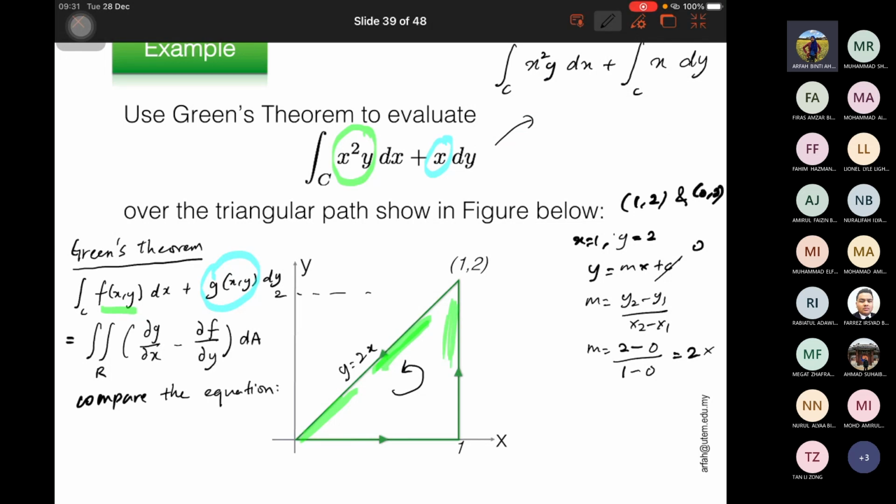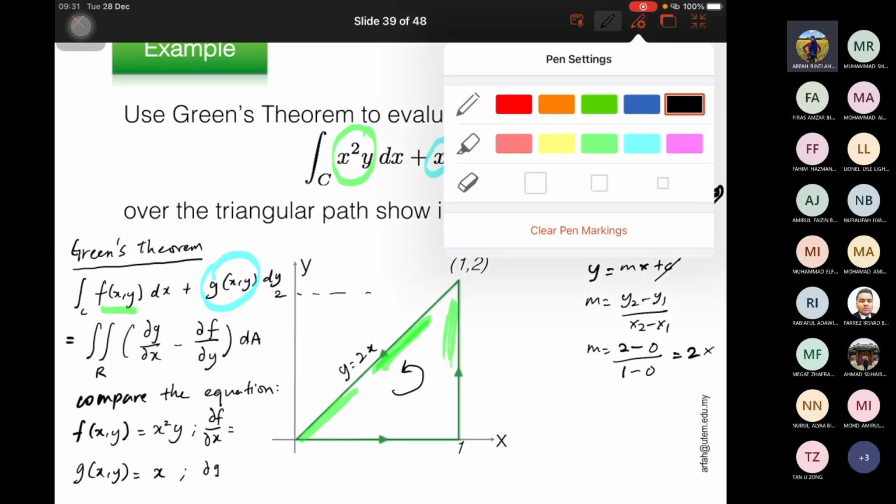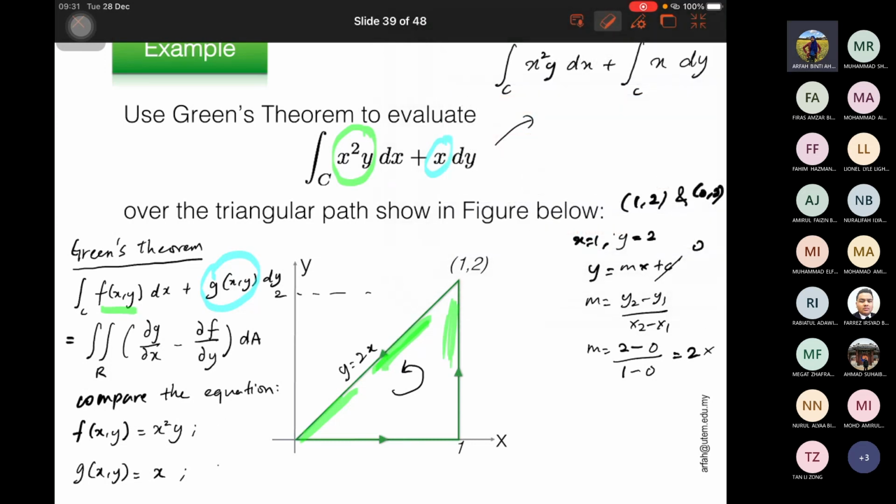Akan dapat f(x,y) sama dengan x kuasa 2 y, g(x,y) sama dengan x. Okay. So dapatkan partial derivative for that one. So delta f over delta x dapat apa? Okay. Delta g over delta x. So dapatkan delta g over delta x dan juga delta f over delta y. So dapat apa dia punya partial derivative?